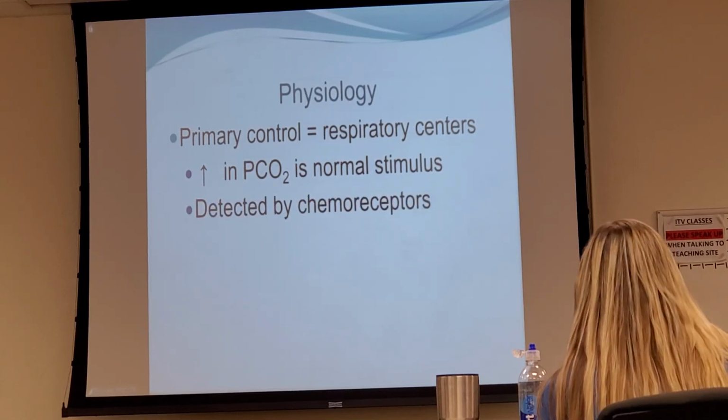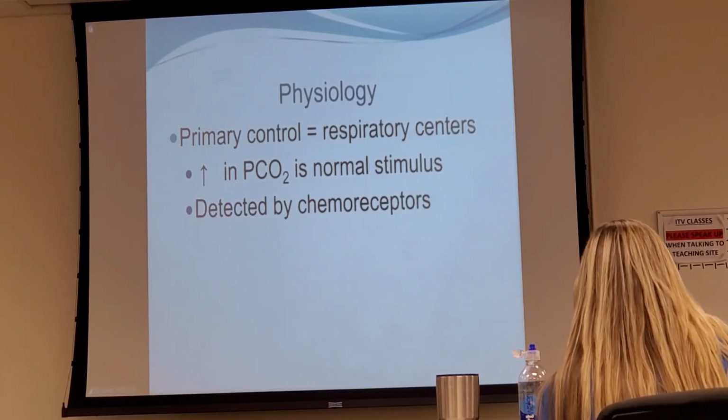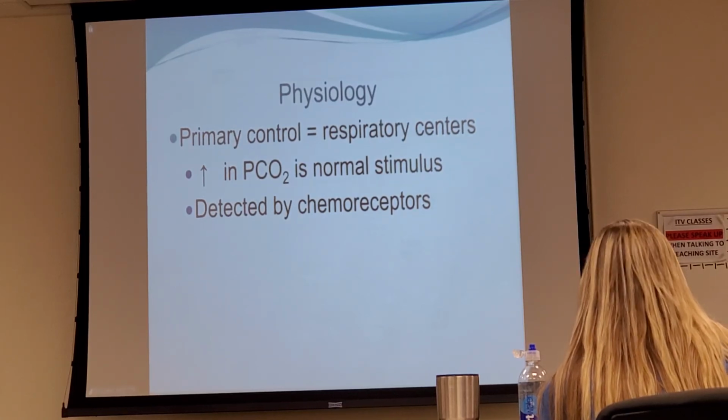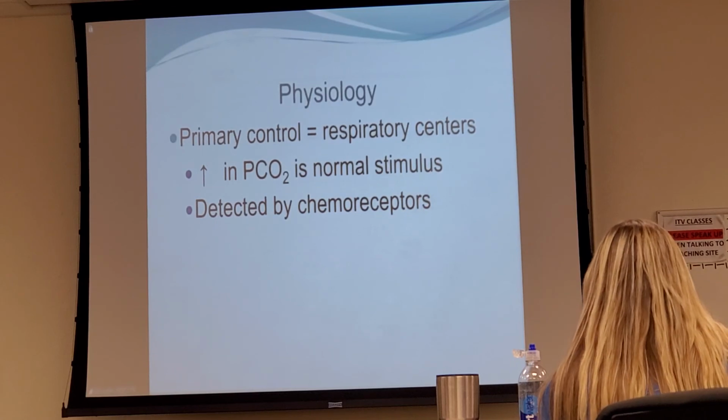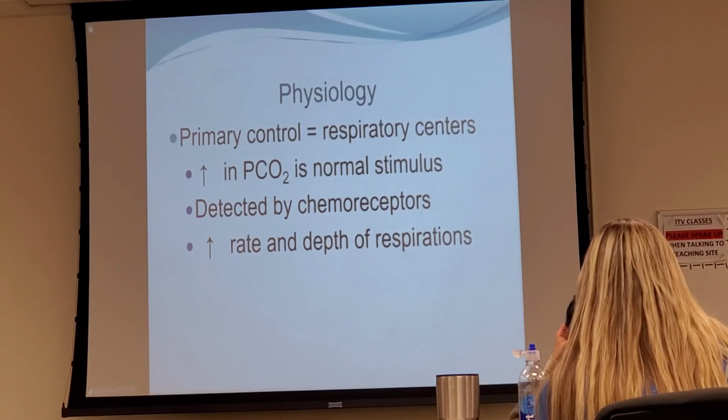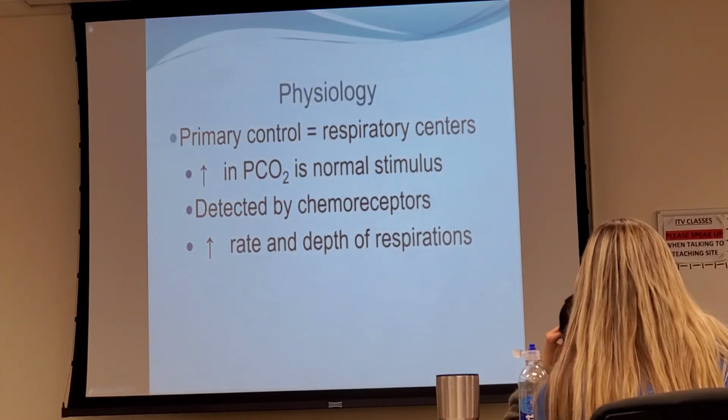Those chemoreceptors detect if that carbon dioxide level is outside of what the body desires. If it is, it causes the body to breathe faster and deeper in order to exhale more carbon dioxide and create that balance or that homeostasis we talked about in the fall.